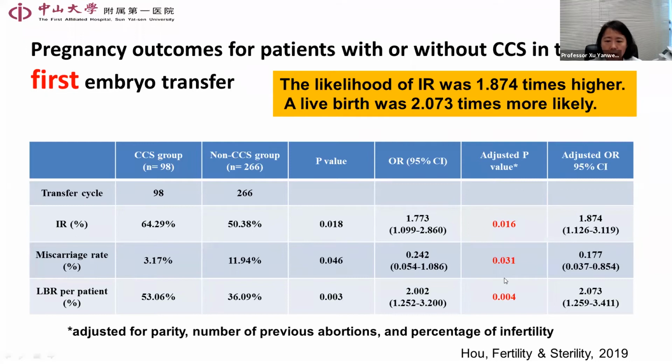And the likelihood of implantation was 1.874 times higher, and the live birth was 2.073 times more likely. Through this comparison, through our study in the young age group, we can see the benefit of embryo selection.